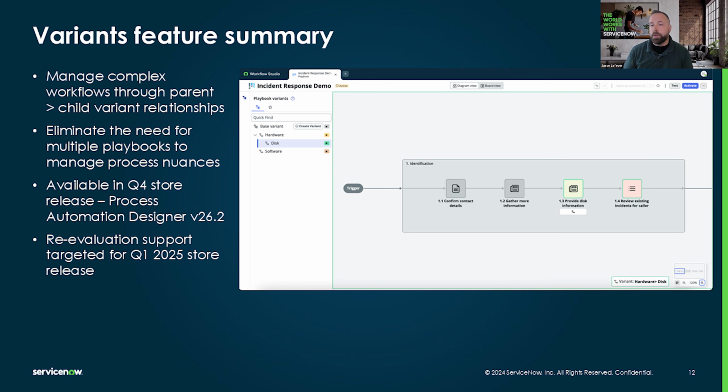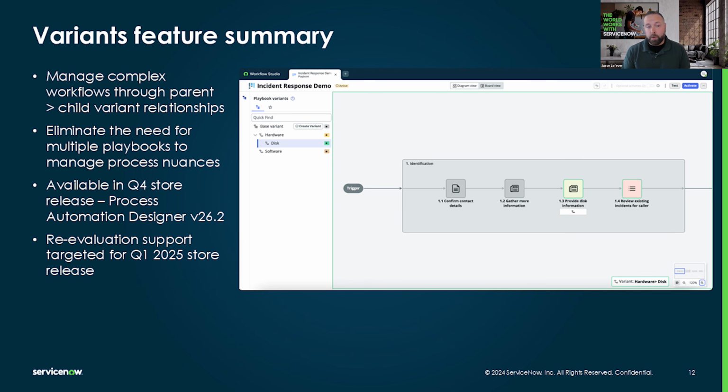So no longer do you need to either build multiple playbooks that are very similar in nature but account for the nuances. And also, you don't have to build very complex playbooks where every stage and every activity has some kind of run condition to evaluate to achieve this kind of outcome. Once again, you can build your base playbook and then layer on top of that variants that account for those nuances. So this is available in our Q4 store release.